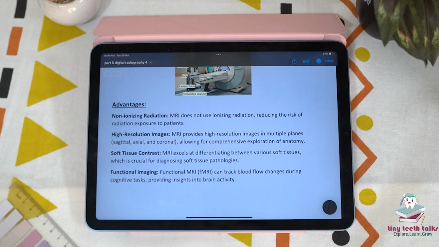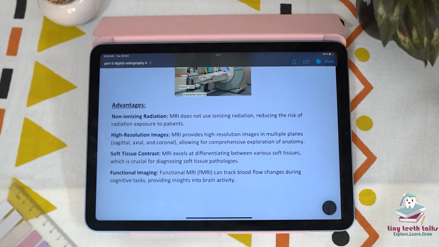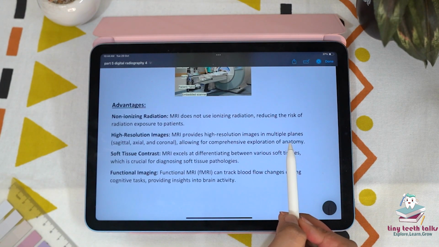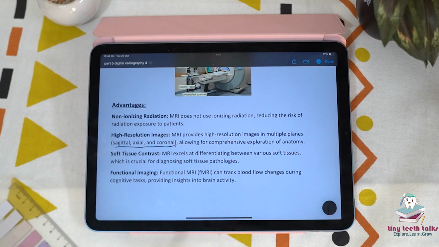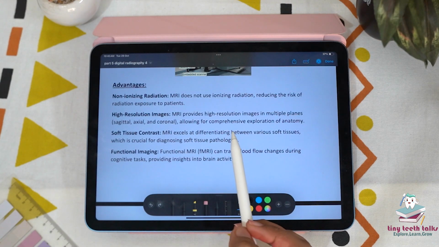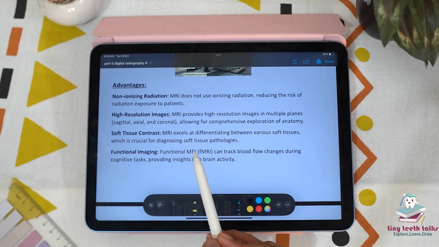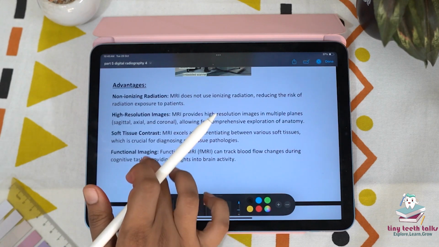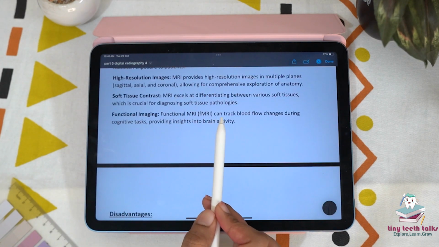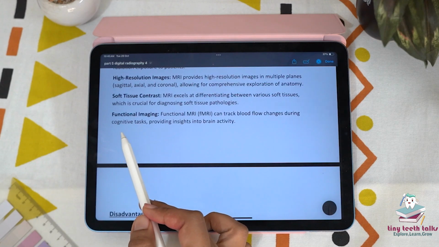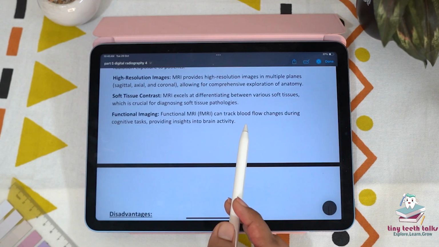Coming to the advantages, non-ionizing radiation. MRI does not use ionizing radiation, reducing the risk of radiation exposure to the patient, meaning it does not use X-rays or gamma rays. High resolution images. MRI provides high resolution images in multiple planes, allowing for comprehensive exploration of anatomy. Soft tissue contrast. MRI excels at differentiating between various soft tissues, which is crucial for diagnosing soft tissue pathologies. Functional imaging. Functional MRI can track blood flow changes during cognitive tasks, providing insights into brain activity.